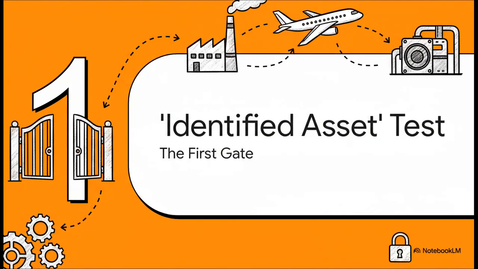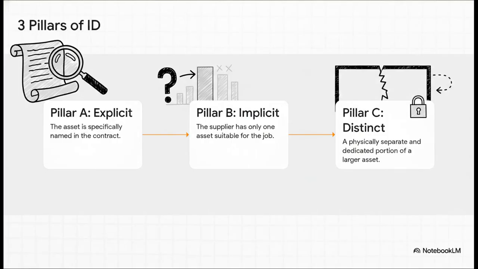Okay, so let's start with that first big hurdle, the first gate you have to pass through, the identified asset test. It's pretty simple, really. A contract just cannot be a lease if it's not tied to a specific, identifiable piece of property or equipment. Let's see what that actually means in practice. To figure this out, IND AS 116 gives us three really clear pillars. An asset can be identified if it's explicitly named, if it's implicitly understood, or if it's a physically separate part of a larger asset. Let's take a look at each one.